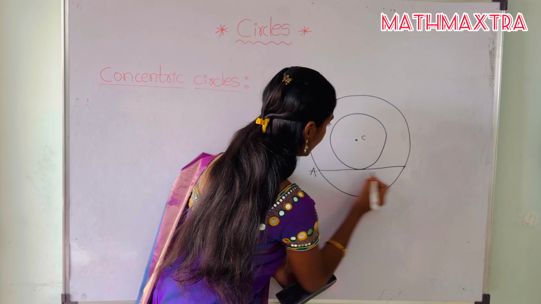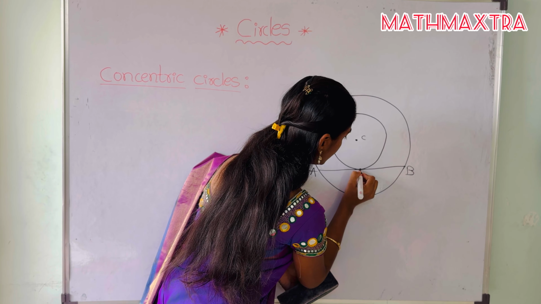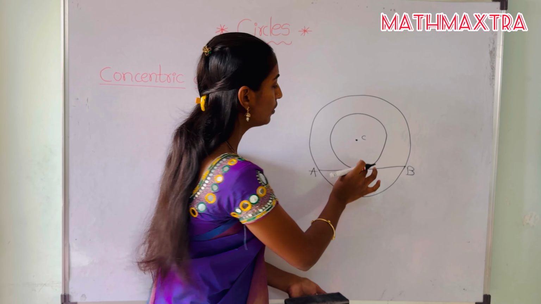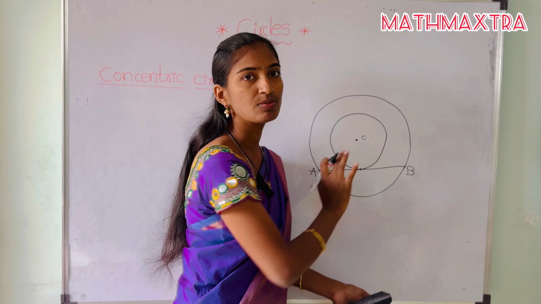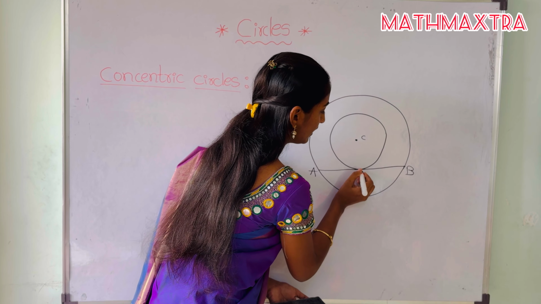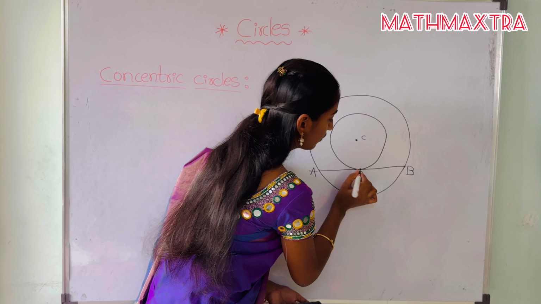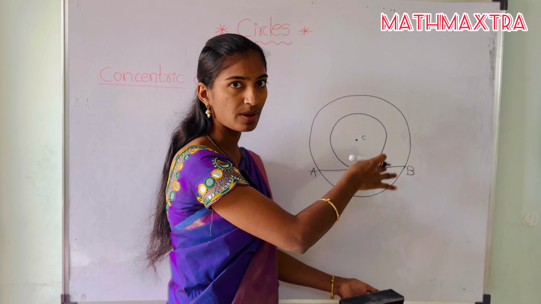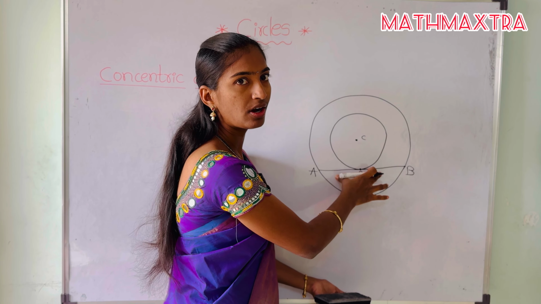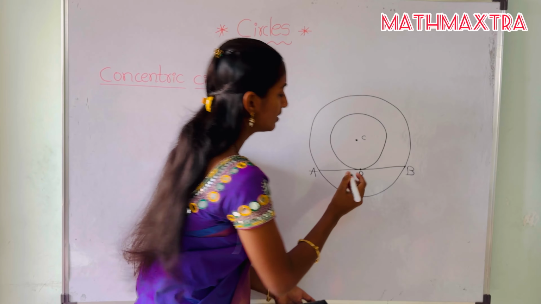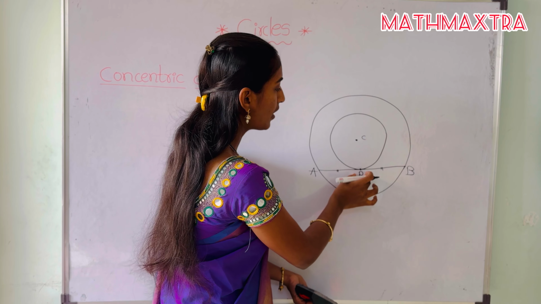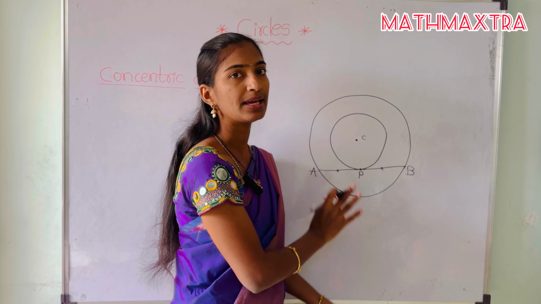this is a chord AB. Now this chord AB touches the smaller circle exactly at one point, so it is automatically a tangent to the smaller circle. If the circles are arranged like this, then this point of contact of the smaller circle divides this chord AB into two equal parts. Means AP is equal to PB, so the point of contact bisects the chord AB.